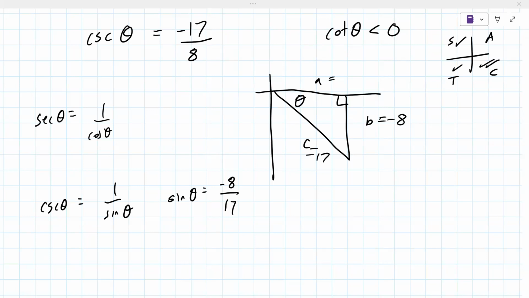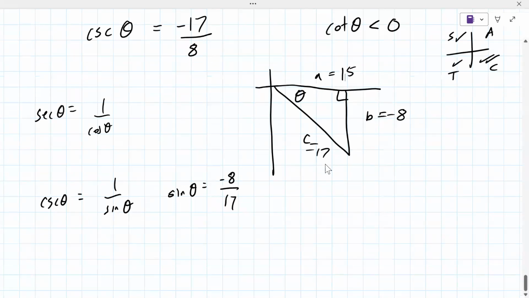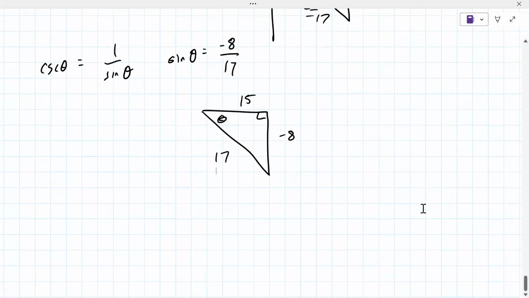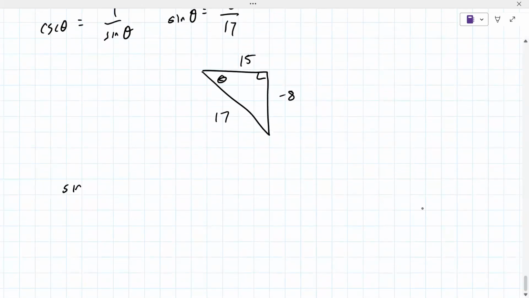A is 15. Good. So now that you have the triangle, sometimes it's good to just reset with the triangle. 15, -8, 17. You can now find all of the possibilities: sine theta, cosine theta, tangent of theta, cosecant of theta, secant of theta, cotangent of theta.